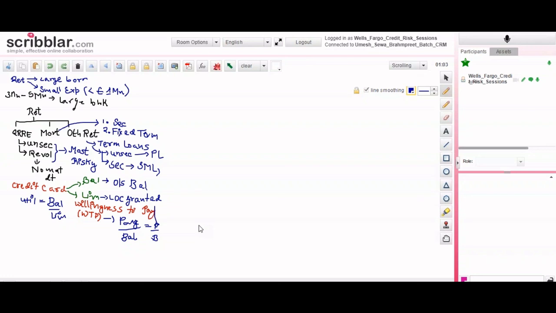So let's say Chetan has a utilization of 80% and his payment balance ratio is 60%. So it means that out of the 80% on the card that he uses, every cycle he pays back 60% of that, right? And 20% gradually revolves.